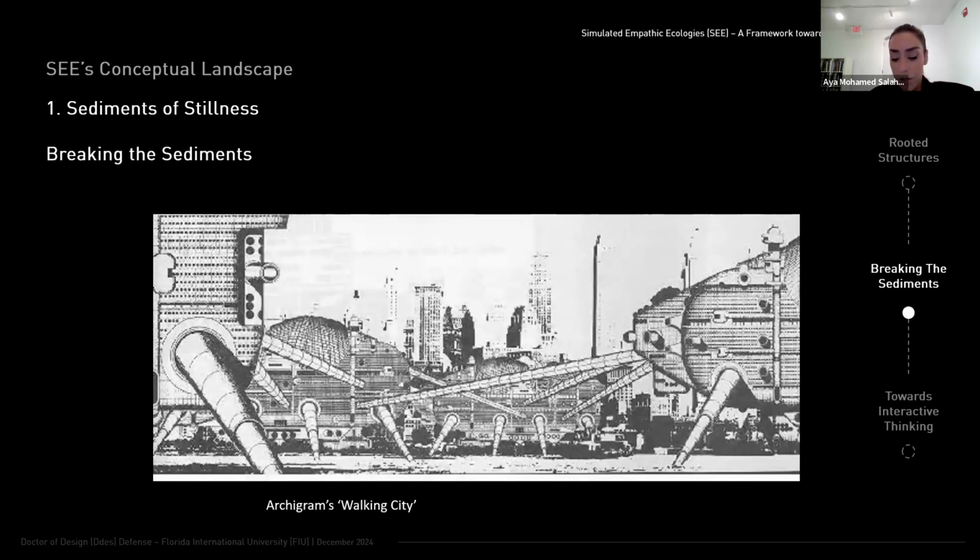On a similar wavelength, Archigram, another leading force in this experimental architectural thinking and movement, also sought to break free from this stasis of modernism. And in this project here, the Walking City reimagined architecture as this mobile and self-regulating entity, and it envisioned a structure that could migrate in response to shifting environmental and social conditions. Again, redefining architecture's relationship to permanence and to place.